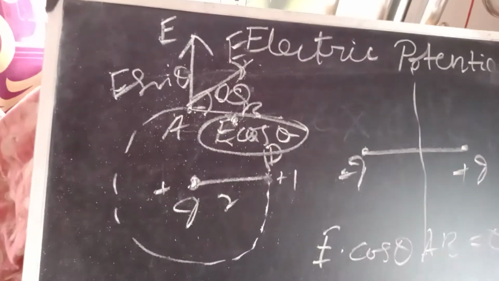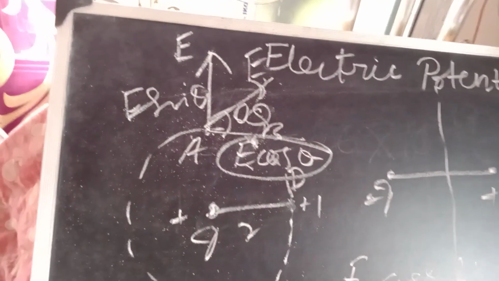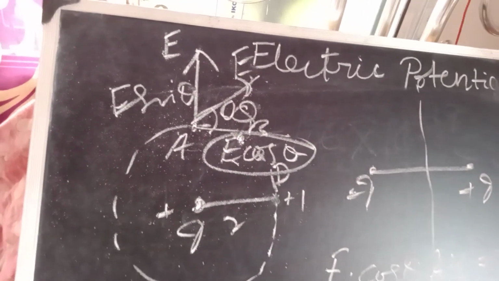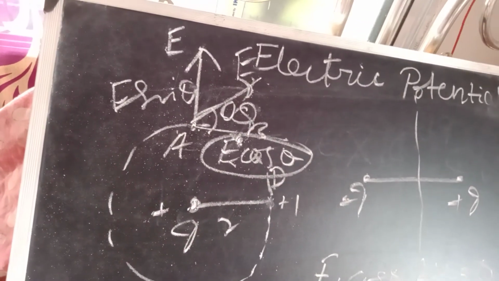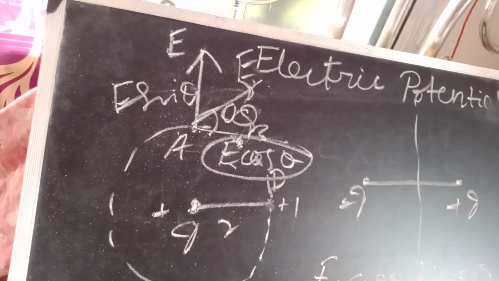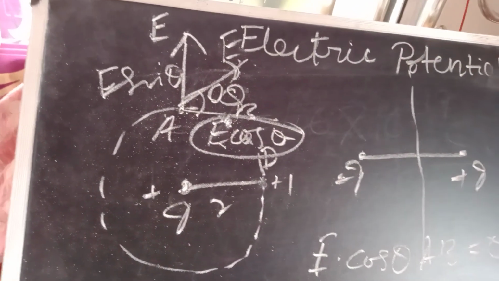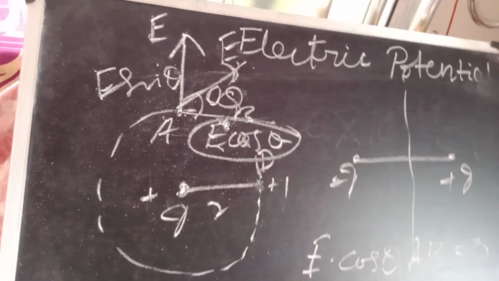This is another characteristic: two equipotential surfaces never cross each other. If they crossed, we would get an intersection point, and at that point there would be two directions of the electric field or two potentials, which is not possible. So two equipotential surfaces cannot cross each other. These are the characteristics of the equipotential surface.